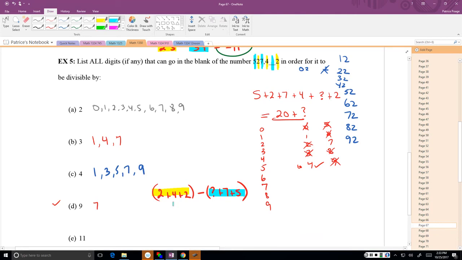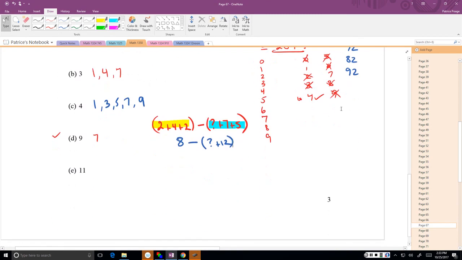So I added these ones in yellow and I subtracted the ones in blue. And so then I get 2 plus 4 plus 2 is 8 minus parentheses question mark plus 12. Yes? I'm going to distribute my negative. 8 minus question mark minus 12. I can combine the 8 and the negative 12. So I have negative 4 minus question mark. And I need this to be divisible by 11 in order for the whole number to be divisible by 11. If I put a 0 in there, negative 4 minus 0 is negative 4. Is that divisible by 11? Nope. If I put a 1 in there, I'd get negative 5.